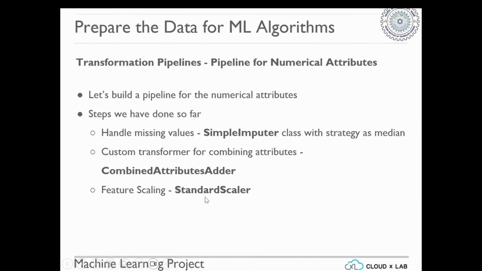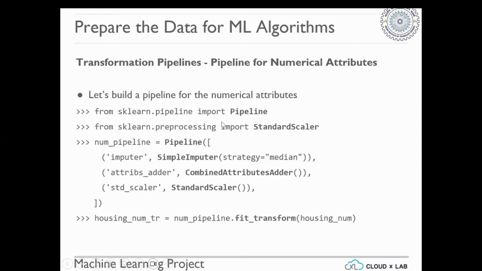And for feature scaling, let's say if you want to use the standardization method, right? So for that, we will use the StandardScaler class. So we will first import Pipeline from the package sklearn.pipeline, and for the standard scaler, we will use sklearn.preprocessing. We will import StandardScaler to do feature scaling, right?